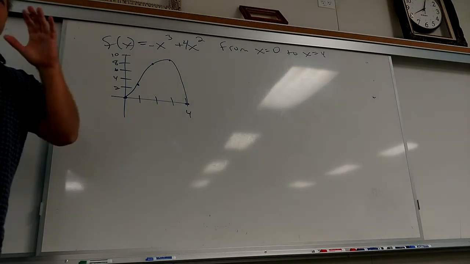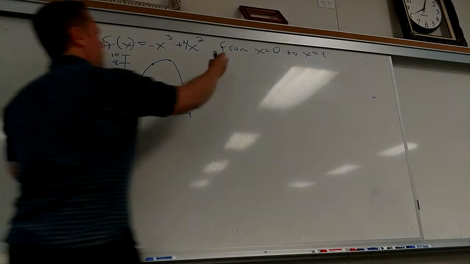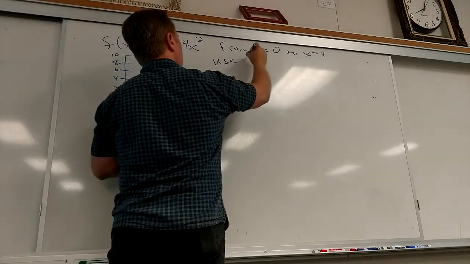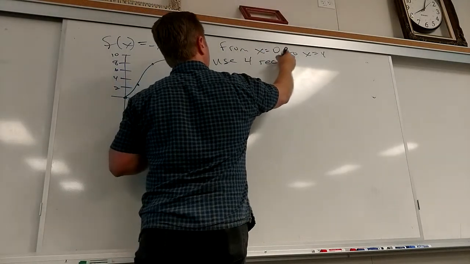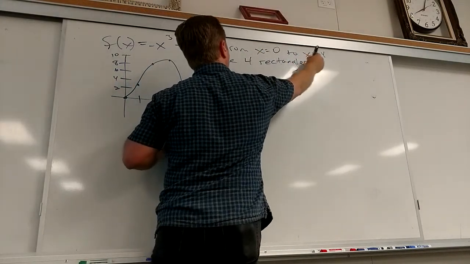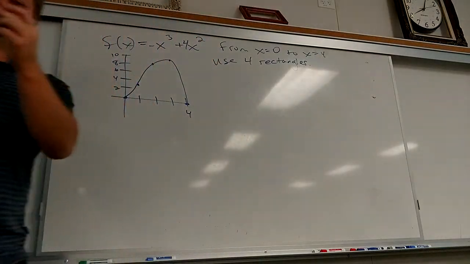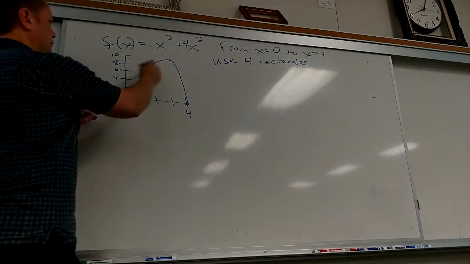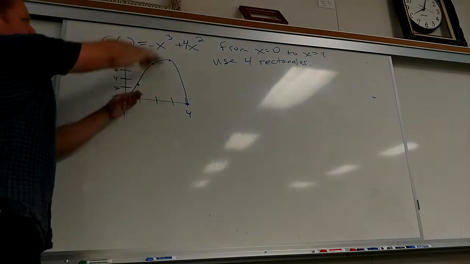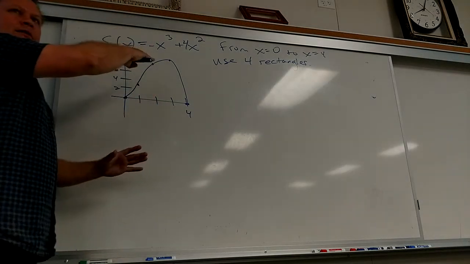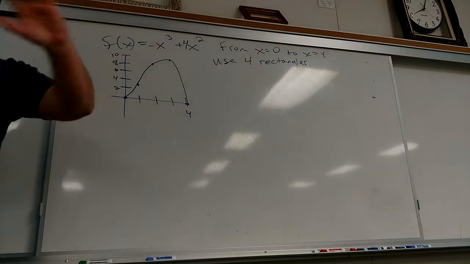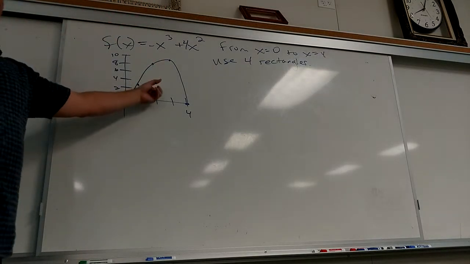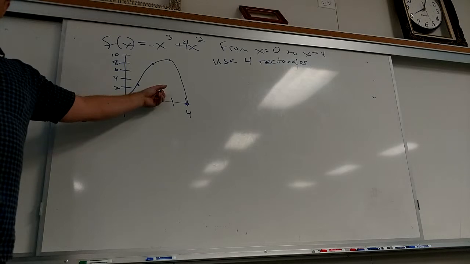So here's how this works. I want to find the area, but let's say I'm going to use 4 rectangles. So now stay with me. What I'm going to do is put rectangles in here that have a correct height, so that when I add the areas of the rectangles together, I get a decent approximation for this area.